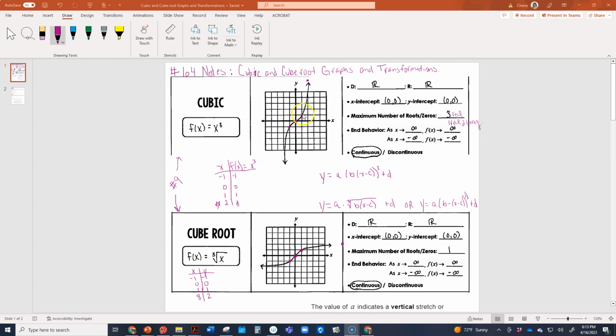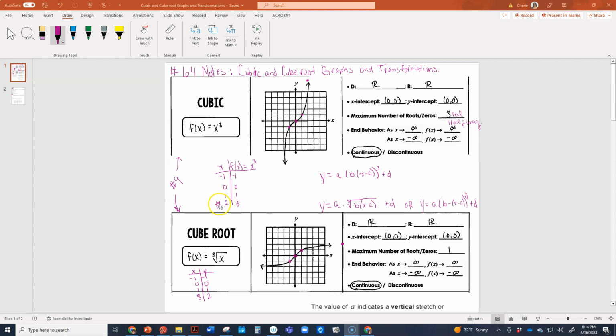I plotted these 3 points because those are the 3 points that are easiest to plot and to calculate. I made a table of those values. You plug in -1 for x, and -1 cubed means -1 times -1 times -1, which comes out to be -1. You plug in 0, 0 cubed is 0. You plug in 1, 1 cubed is 1 times 1 times 1. You plug in 2, and 2 cubed is 2 times 2 times 2. That comes out to be 8.